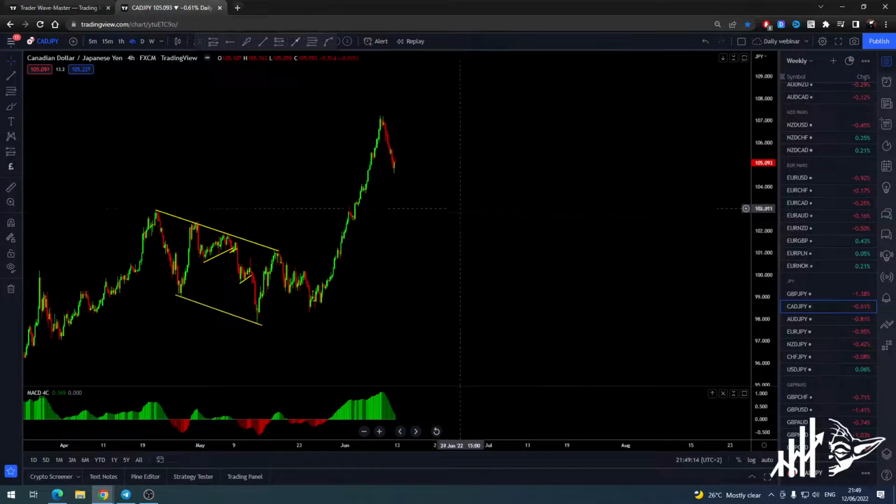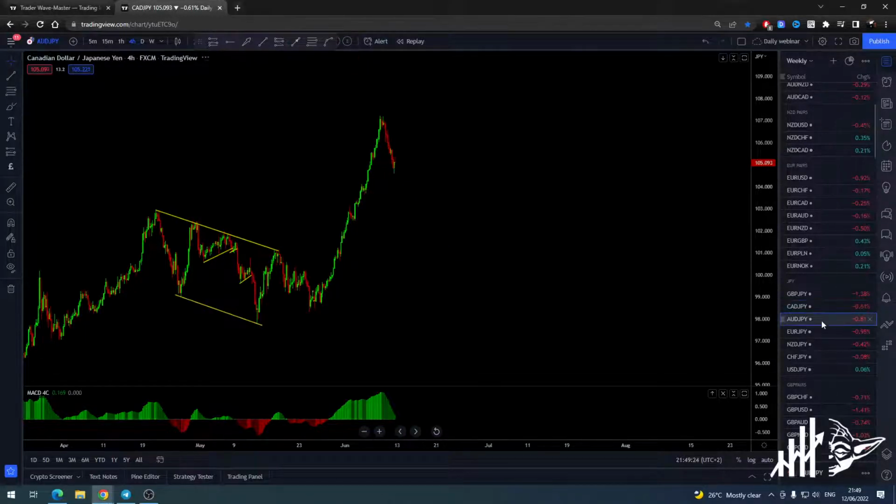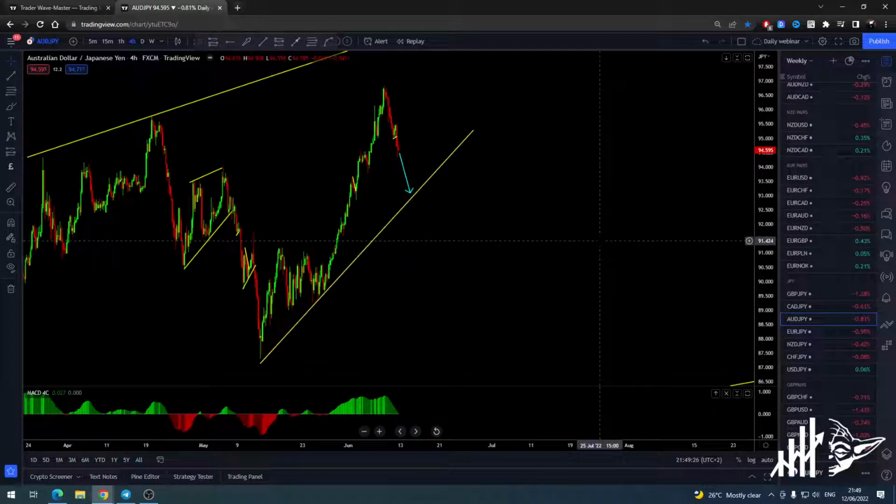So CAD yen, wait as well over there for the correction, it keeps on pushing lower. It will probably be the bigger correction, not big, a medium term sell stop will be over there, and then you can watch for more selling. Aussie yen has already started its movement.